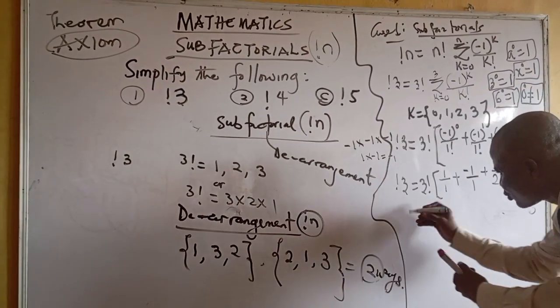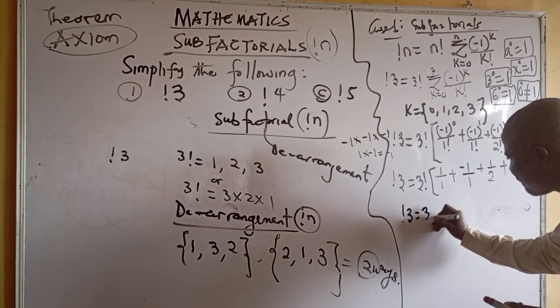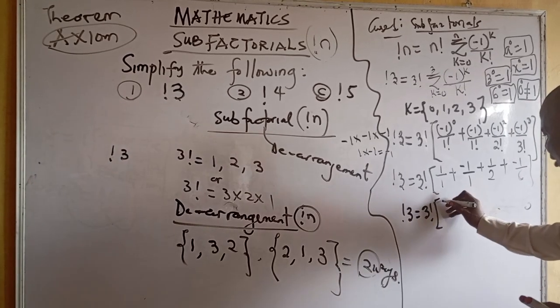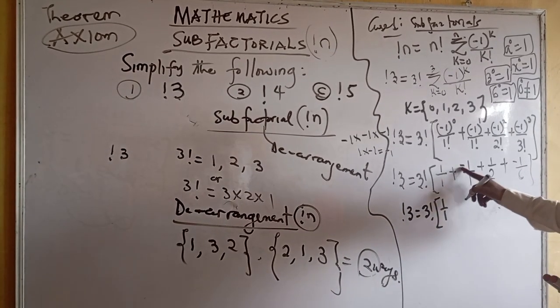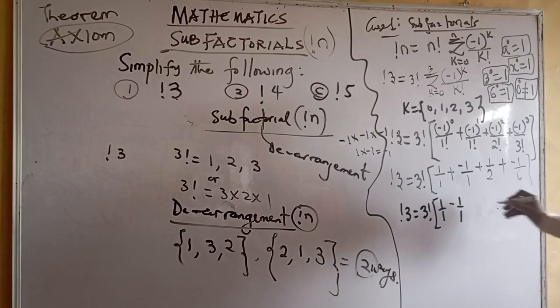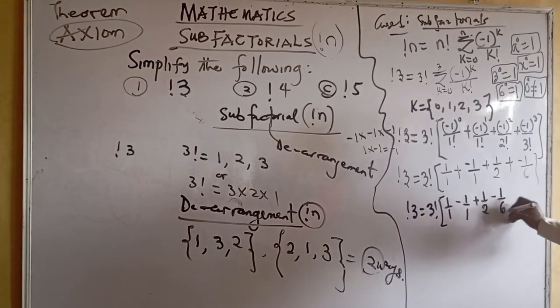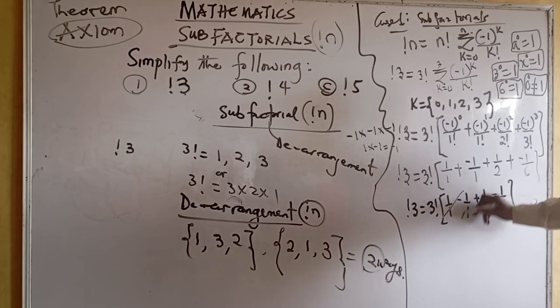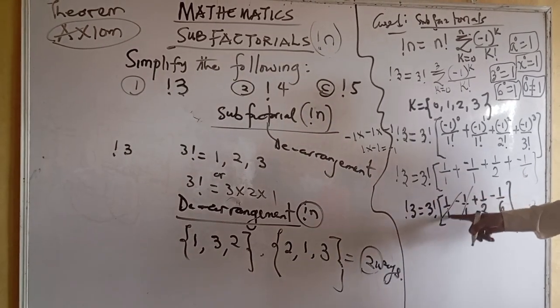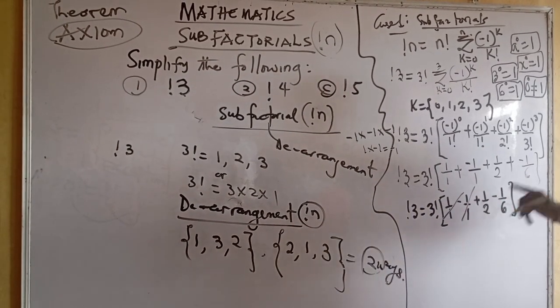We have sub-factorial 3 is equal to 3 factorial bracket 1 over 1, plus and minus, minus 1 over 1 is gone. Plus 1 over 2. Plus and minus, minus 1 over 6. These are fractions. This 1 is gone. How come? 1 over 1 is 1. 1 over 1 is 1. 1 minus 1, 0.